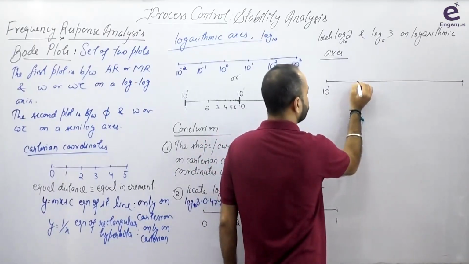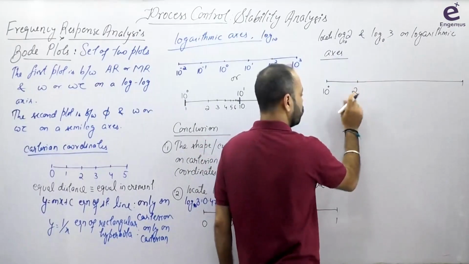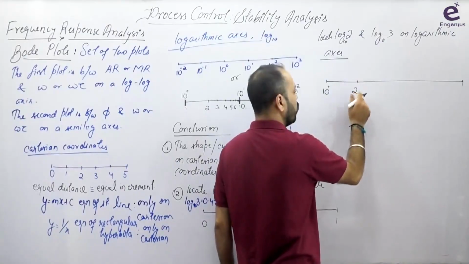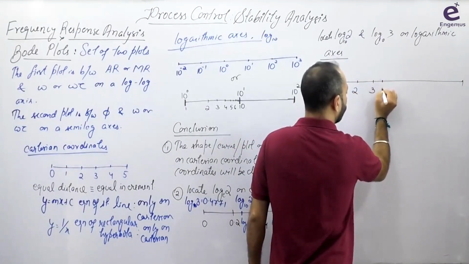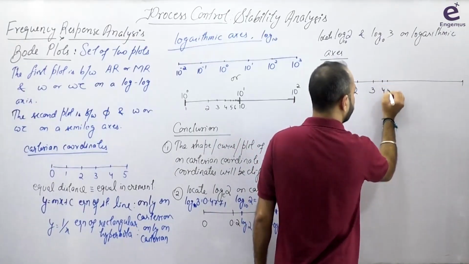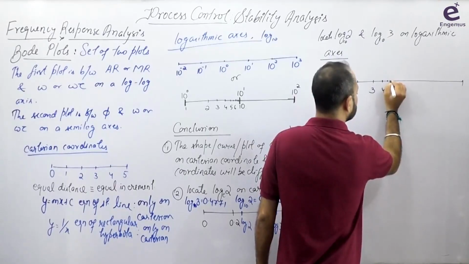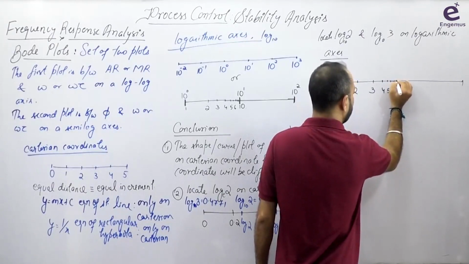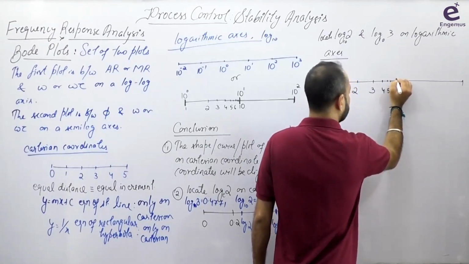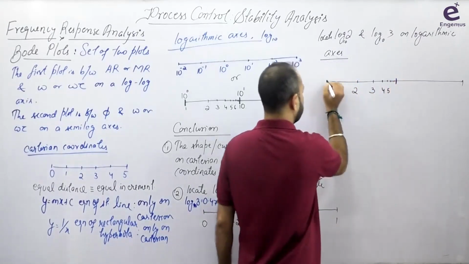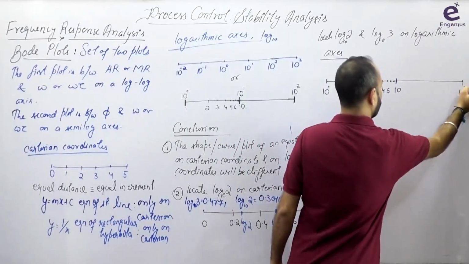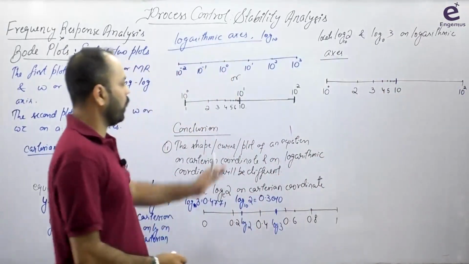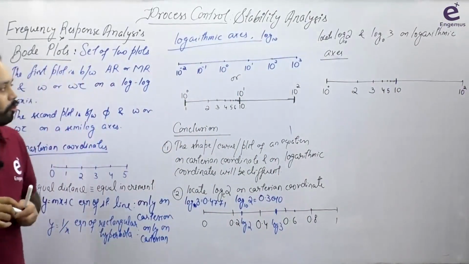Then we have 2. This is not 10 raised to the power 2, this is 2. Okay, then somewhere we have 3, 4, 5, right? 6, 7, 8. The gap is decreasing, right? Even if it does not seem that it is decreasing, please assume that it is decreasing. This is 10 and then it is 10 raised to power 2. This is how. Okay, now suppose I want to locate where is log 2.